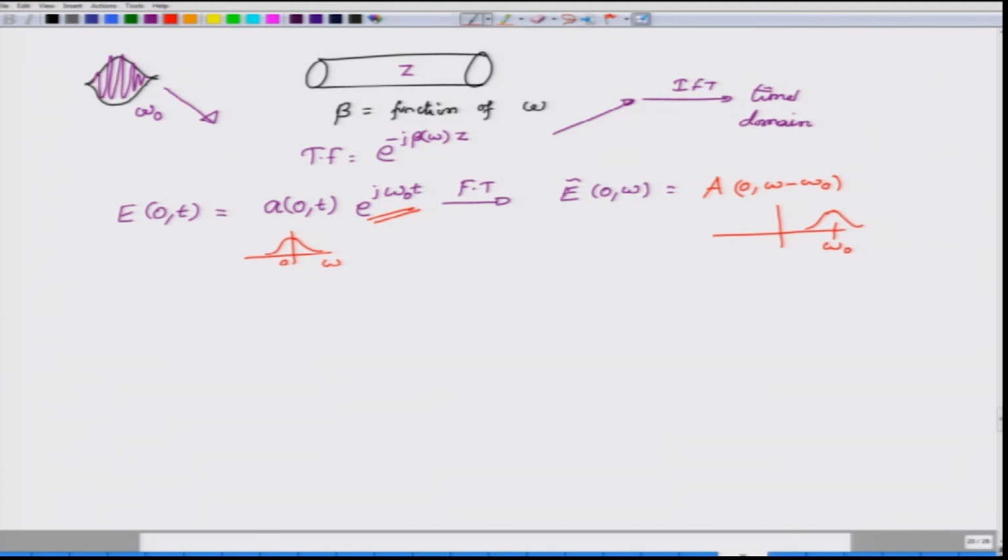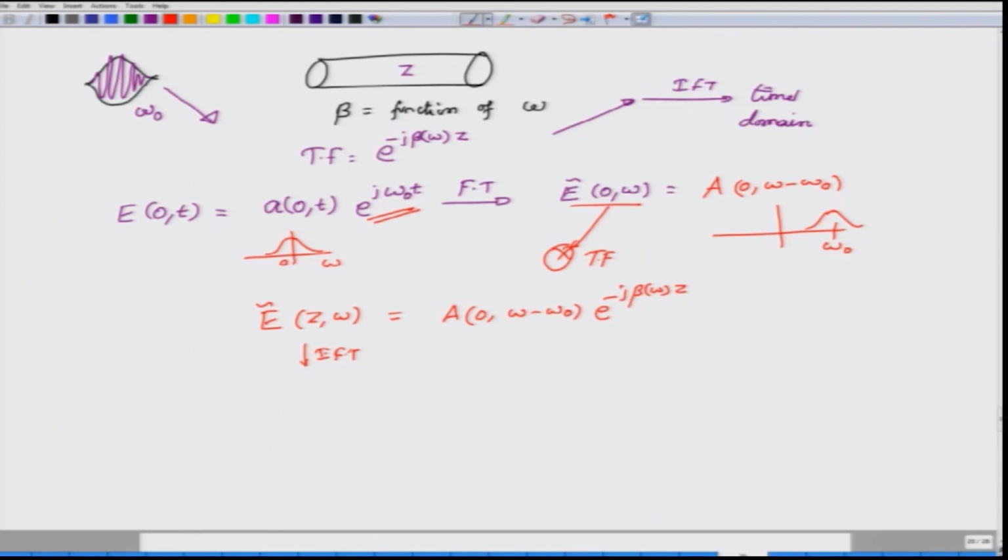All that we are saying is that whatever may be your pulse shape, that pulse shape is now centered at omega 0. Okay. Now, how do I get the pulse at any distance z? The spectrum at any distance z is obtained by taking the initial spectrum and multiplying it by the transfer function. Okay. So, that would be A of 0 omega minus omega naught times e power minus j beta of omega z. Okay. Now, it is this one whose inverse Fourier transform I need to take.